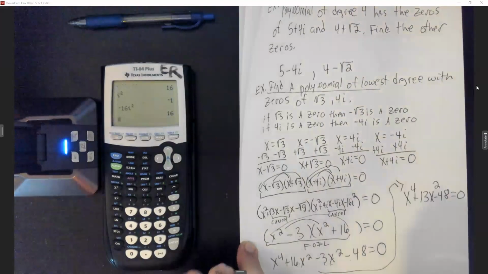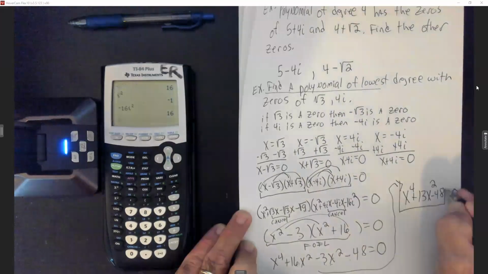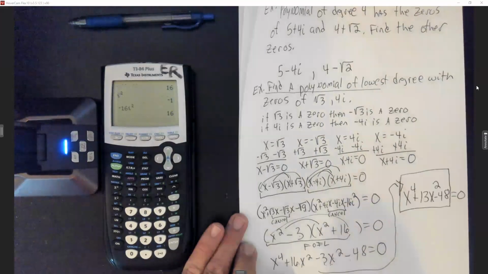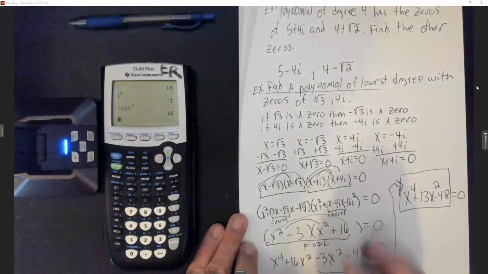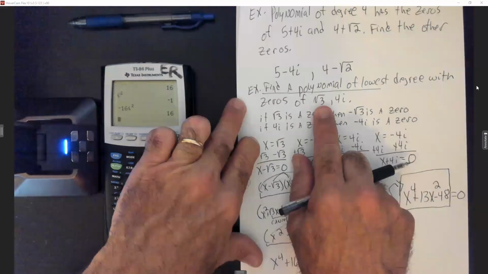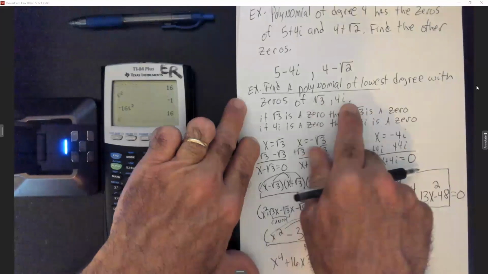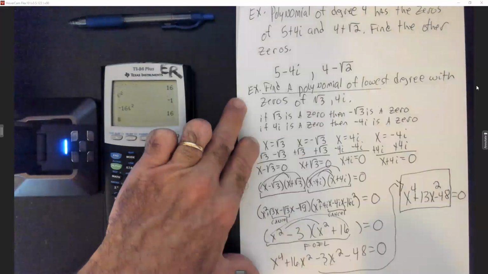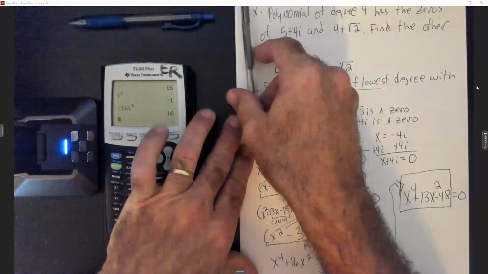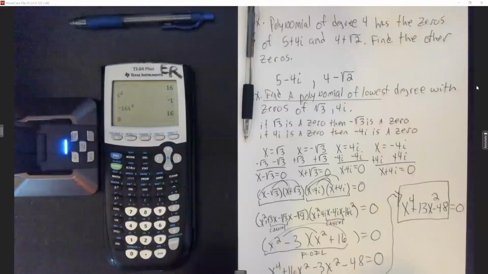And then once again, all MATLAB wants is my polynomial. So remember, when they want you to find a polynomial of lowest degree and they give you radicals or imaginary, you got to write those conjugates down, okay? Because those are also solutions.